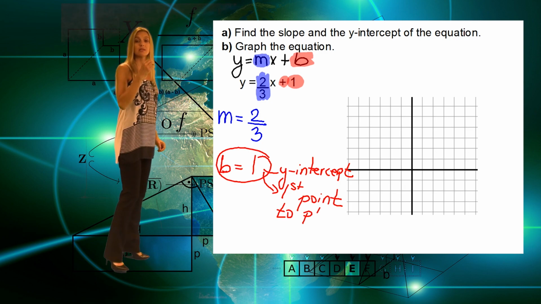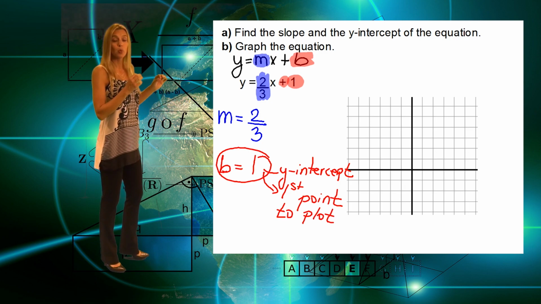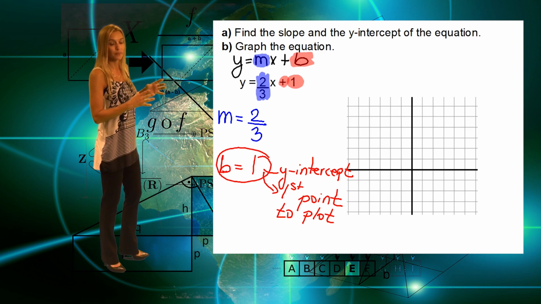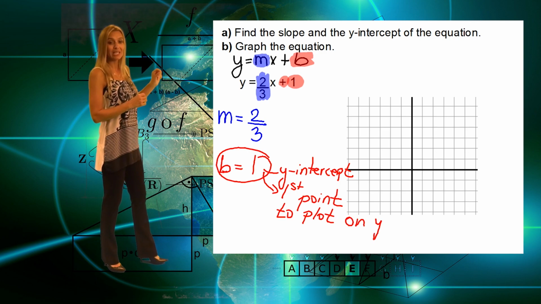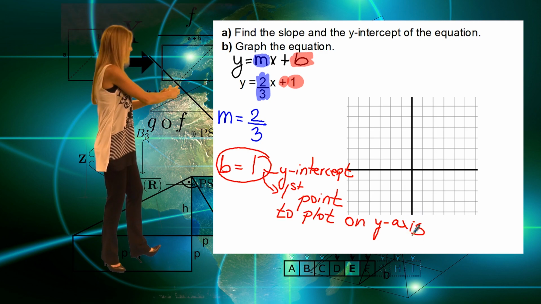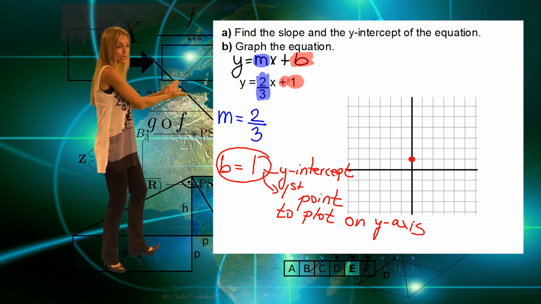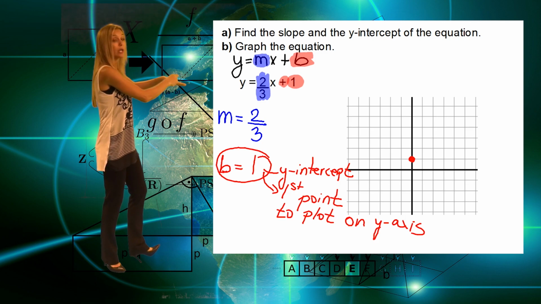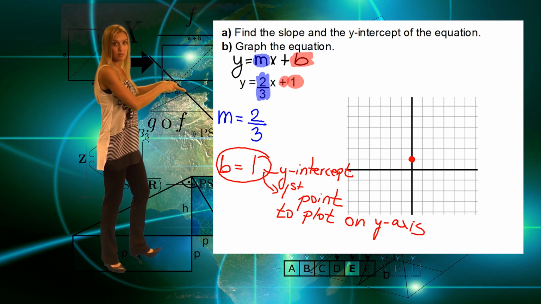All right, that is the starting point, the first point that I will see. So where is b equals 1 on the y-axis? Well, we have a 0, which is the origin in the middle, and then I go 1 up, that's number 1, and that is my first point.